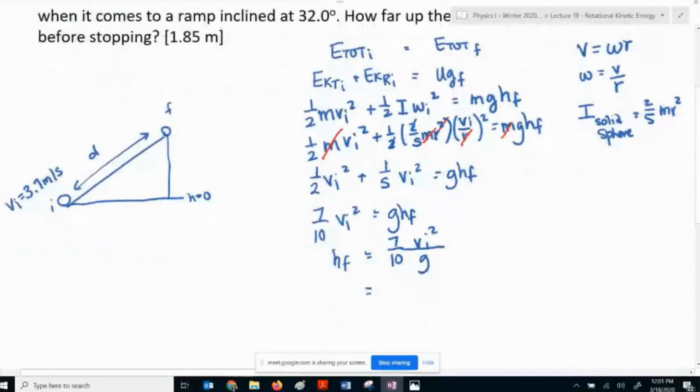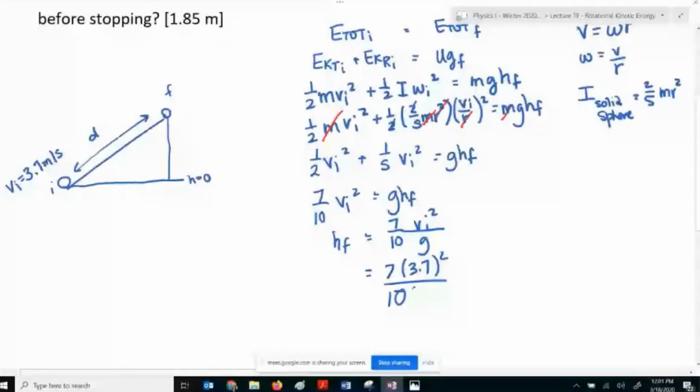And then we can plug everything in. So v i was 3.7. And then g is 9.8. And then getting 0.977857 meters, and that's at this height. That's the final height, 0.977857 meters. That's not what we're asked for though, we're asked for D.